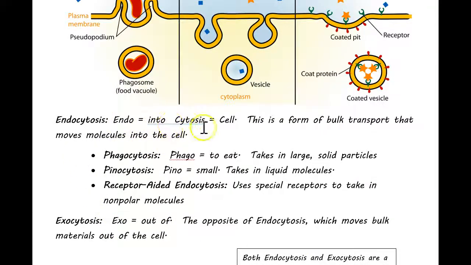All right, so here's our definitions. Endocytosis, endo, into, cytosis, the cell, and it's a form of bulk transport that moves molecules into the cell. And there's three different types: phagocytosis, pinocytosis, and receptor-aided. Phage means to eat, so it's going to be taking in large particles. Pino means small, taking in liquid, and endocytosis will be used for those non-polar molecules. We're going to stop here, and we'll talk about exocytosis in the next screencast.